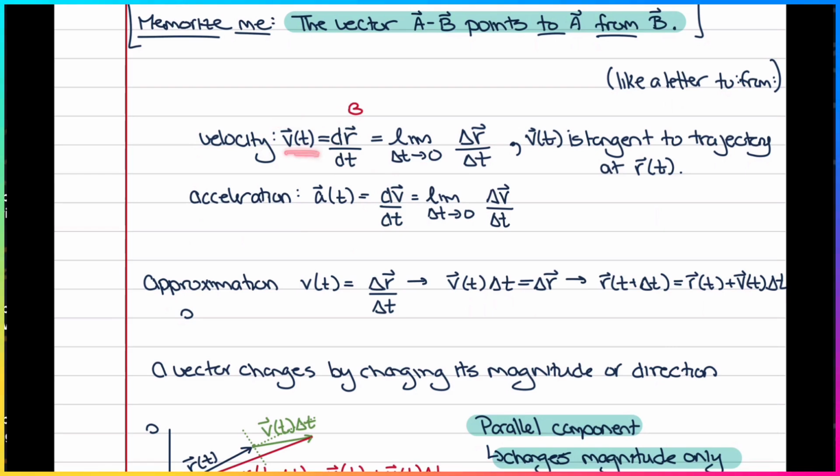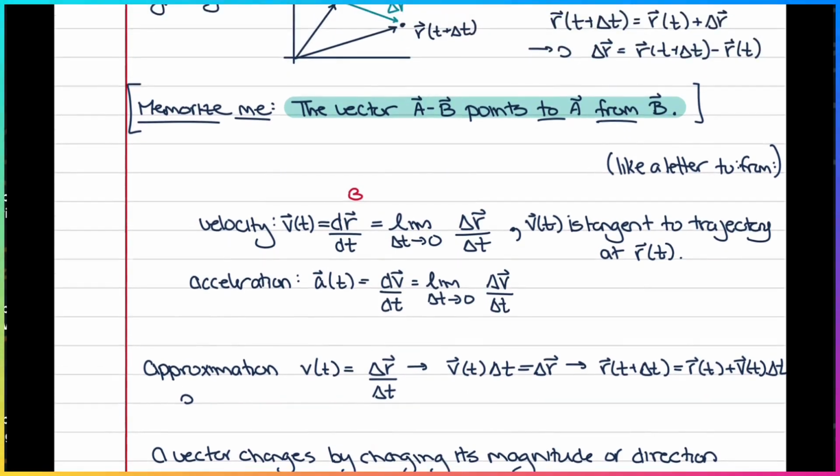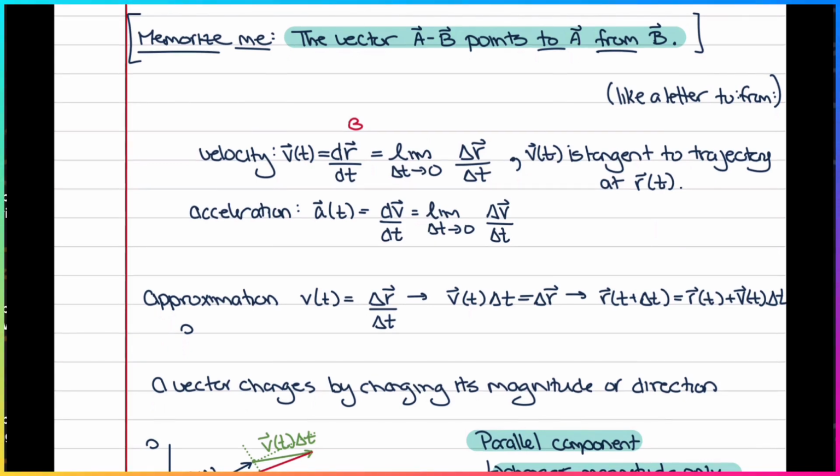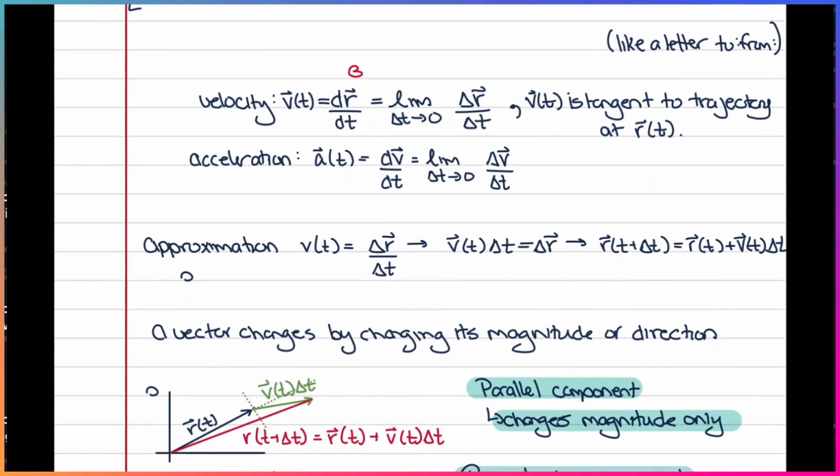The derivative of position, which we call velocity, is the limit of these deltas as delta t gets really, really small. And then the velocity is defined as a vector that is tangent to the trajectory at that point in time. And similarly for acceleration, it would be tangent to the velocity vector at that point in time.